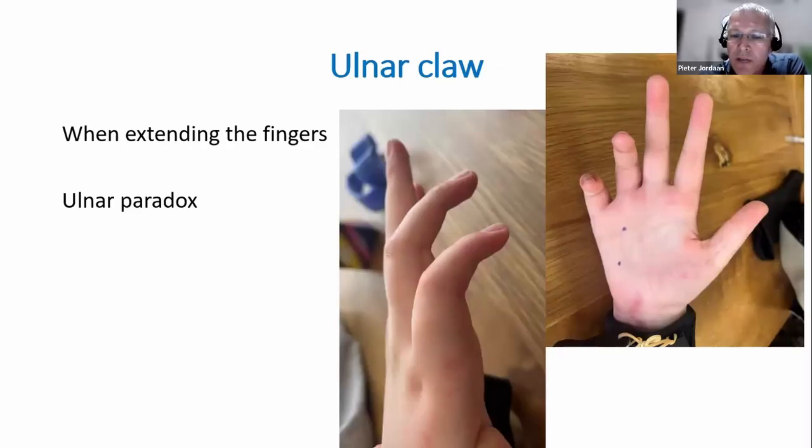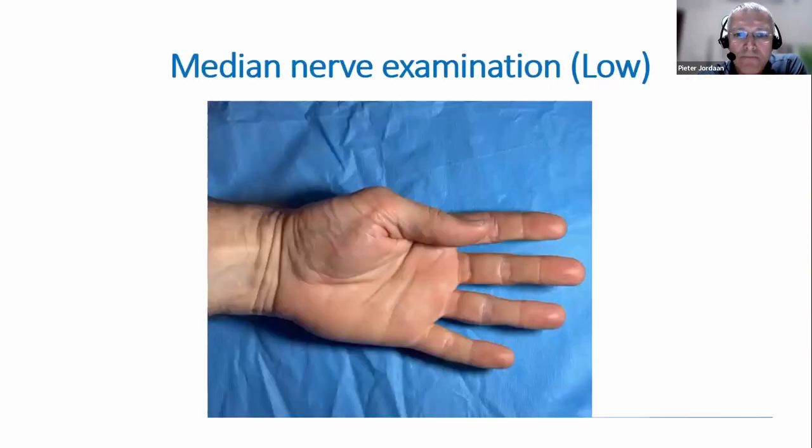So in other words, if the lesion is low, the claw is worse. And this is because with a low lesion, your FDPs are still working, which causes a more severe clawing. With a high lesion, with your FDPs knocked out as well, you get a less severe claw.